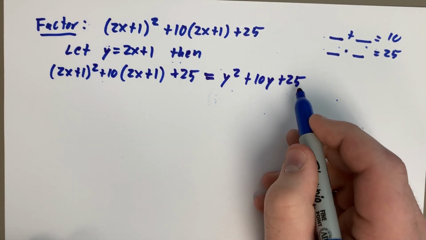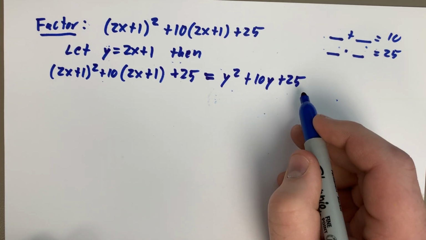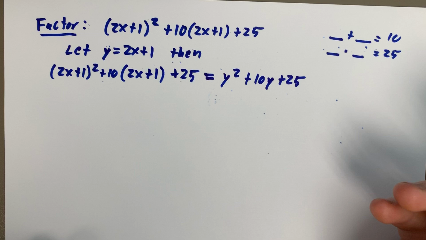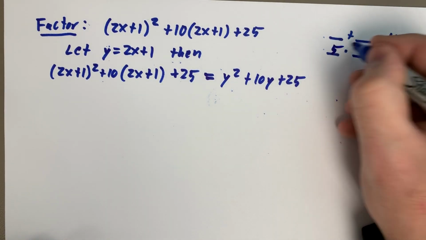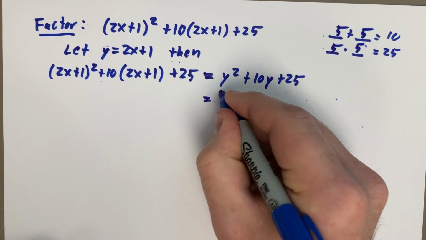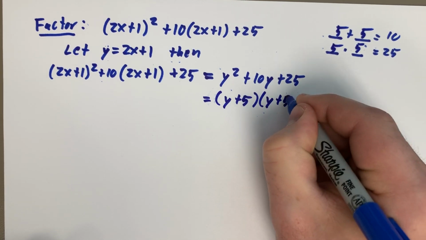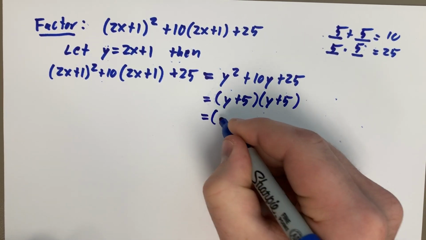At which point I want to find two numbers that multiply to 25 and add to 10. So what are the factors of 25? 5 and 5. All right, do those add to 10? Heck yeah, they do. So fill out our little chart over here. And then this factors very cleanly as (y + 5)(y + 5). Or if you like, this is (y + 5)².